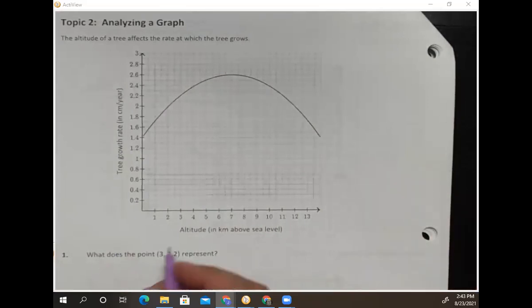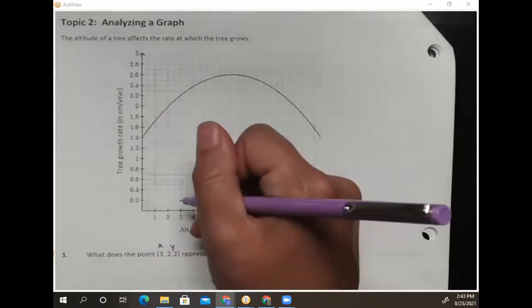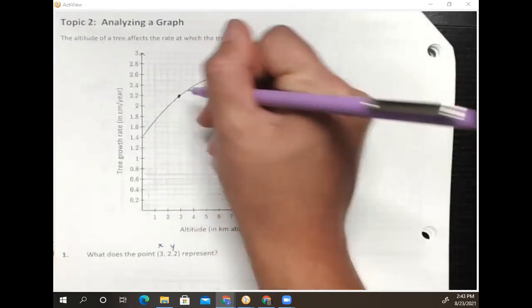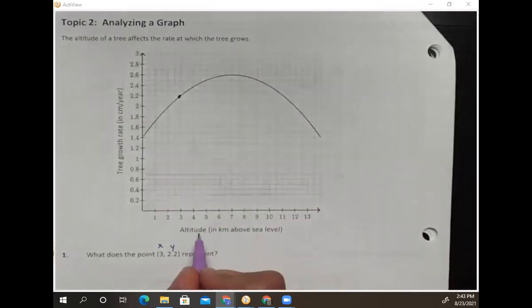So my first question, I picked a point from the graph and I want to know what does it represent in the context of the problem. Remember, our points are always given as x comma y. My x is an altitude. And actually, let's go ahead and find this point on the graph. So 3 comma 2.2 would be right there. So we're looking at an altitude of 3 kilometers above sea level.